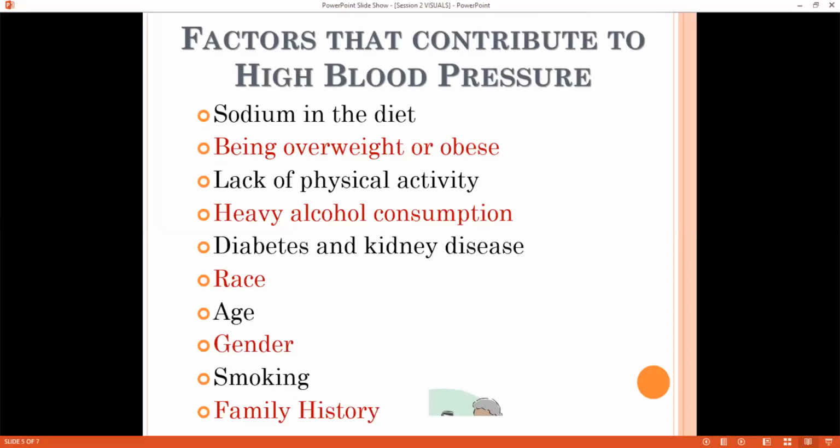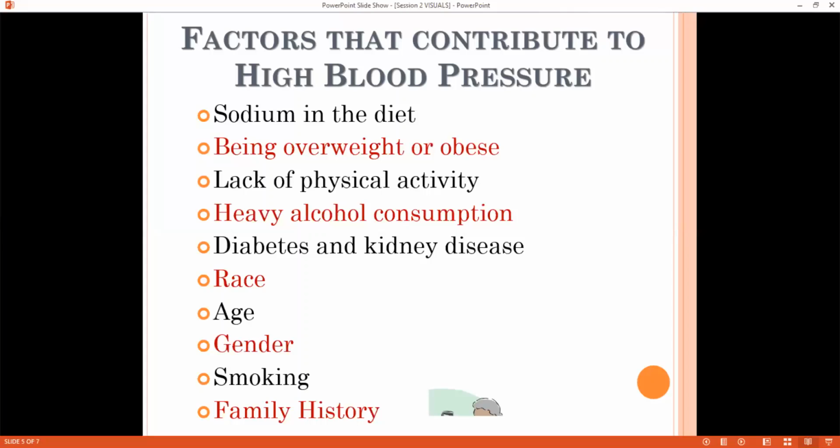You can use less salt, you can aim for a healthy weight, you can eat a low-fat diet that includes fruits and vegetables, you can be active at least 30 minutes most days, you can limit the amount of alcohol you drink, reduce stress, quit smoking, keep your blood sugar under control if you have diabetes or kidney disease, take your prescription medicines as recommended by your doctor, and check your blood pressure as often as your doctor advises. Those would all be great answers to that question.